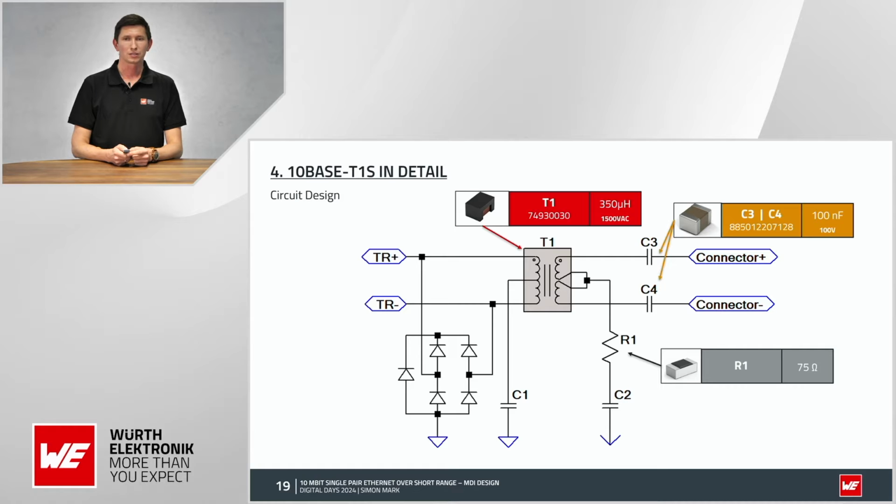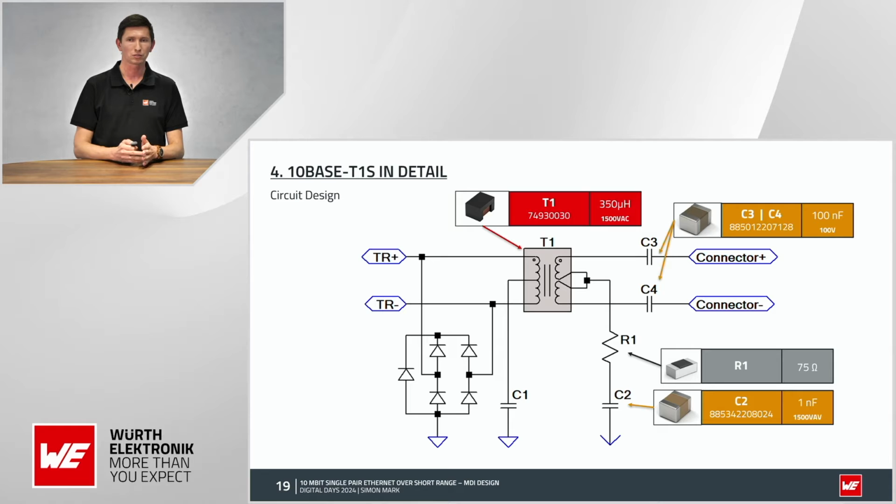For the resistor, we looked for the best value, and we found out through simulation and measurement that the best value is really 75 ohms. You can also use 100 ohms, but for the mode conversion it was the best value, but you can improve it by using different values. For the capacitor to ground, we have a 1 nanofarad capacitor, also with an isolation of 1500 volts minimum, to establish also the isolation between connector, so between this cabling and the circuit ground on the side.